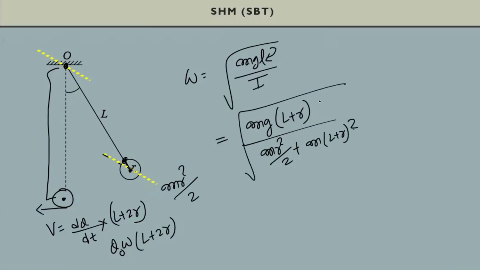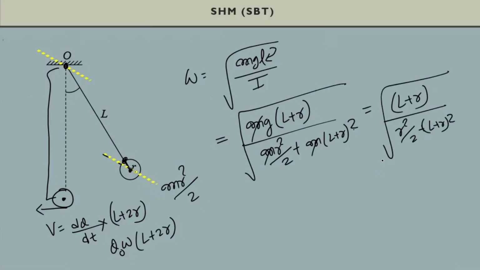So this is going to be omega. M will get cancelled and you are going to get L plus R divided by R square by 2 plus L plus R whole square, and that is going to be your root under. So this is what you are going to get.